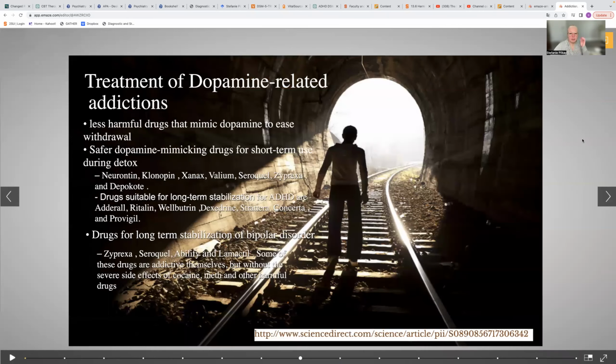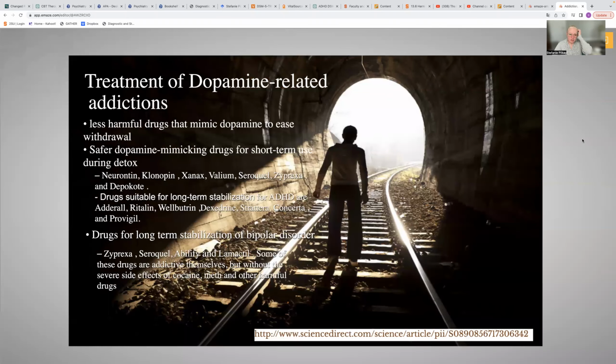So what about treatment? Treatment of dopamine-related addictions. Less harmful drugs that mimic dopamine are used to ease withdrawal when we're looking at abstinence treatment. Safer dopamine-mimicking drugs for short-term use during detox are also used. I've listed them there: Neurontin, Klonopin, Xanax, Valium, Seroquel, Zyprexa, and Depakote. You're going to see Seroquel pop up a lot. Somebody's marketed it really well.